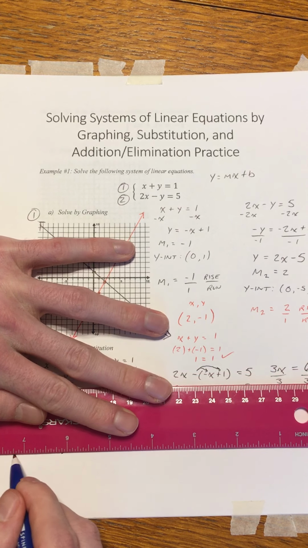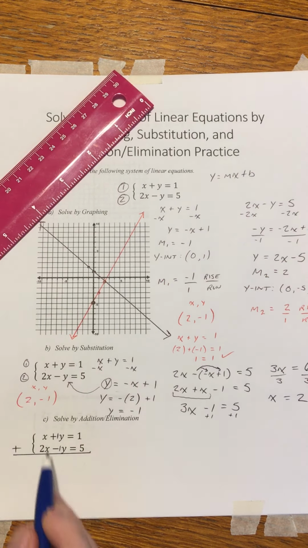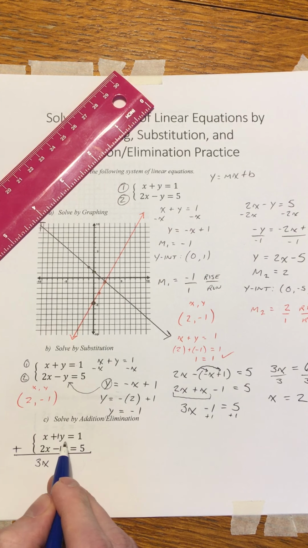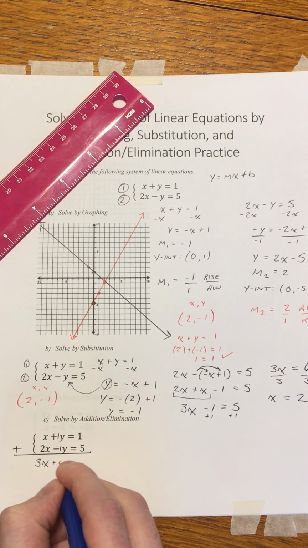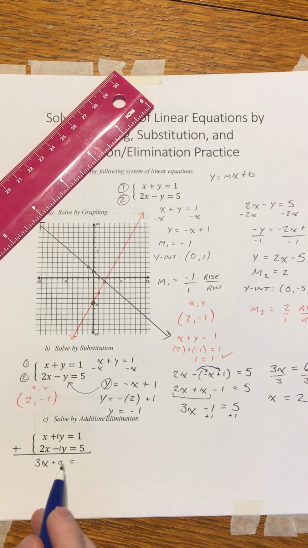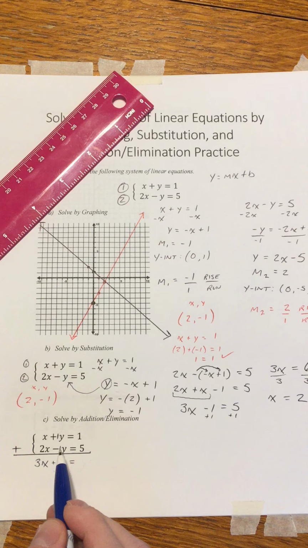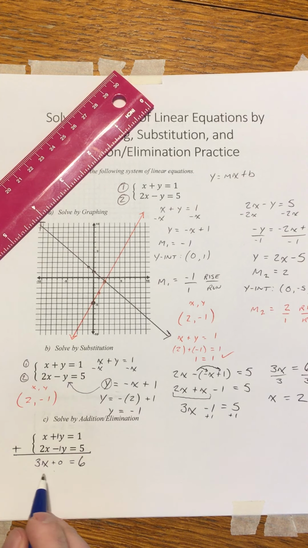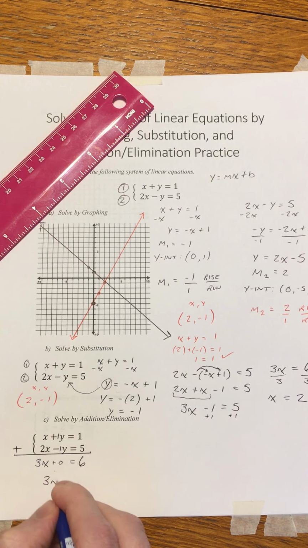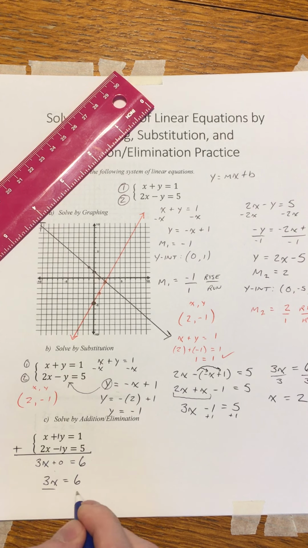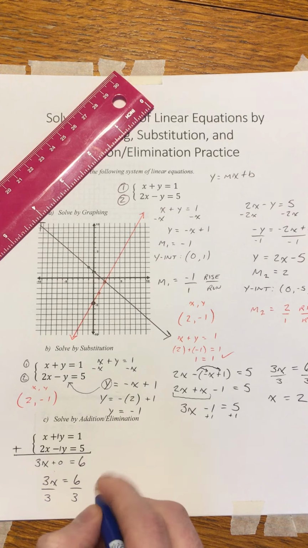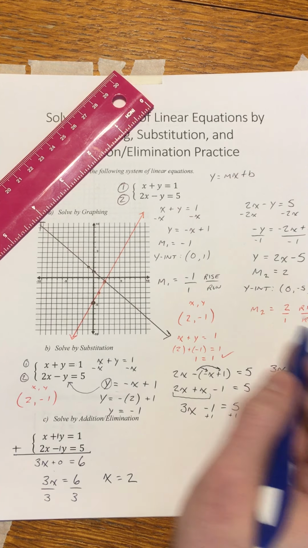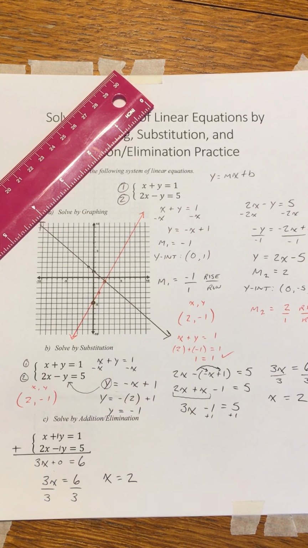So when we add these two equations together, what we'll have is x plus 2x equals 3x. y minus y is 0. And that's exactly what we're looking for. We want to eliminate one of the variables. So now we have 1 plus 5 equals 6. We have the equation 3x is equal to 6. So we can solve for x by dividing 3 on both sides, and we get that x is equal to 2. Again, the same thing we found here, the same thing we found here. So we know this is a good sign.